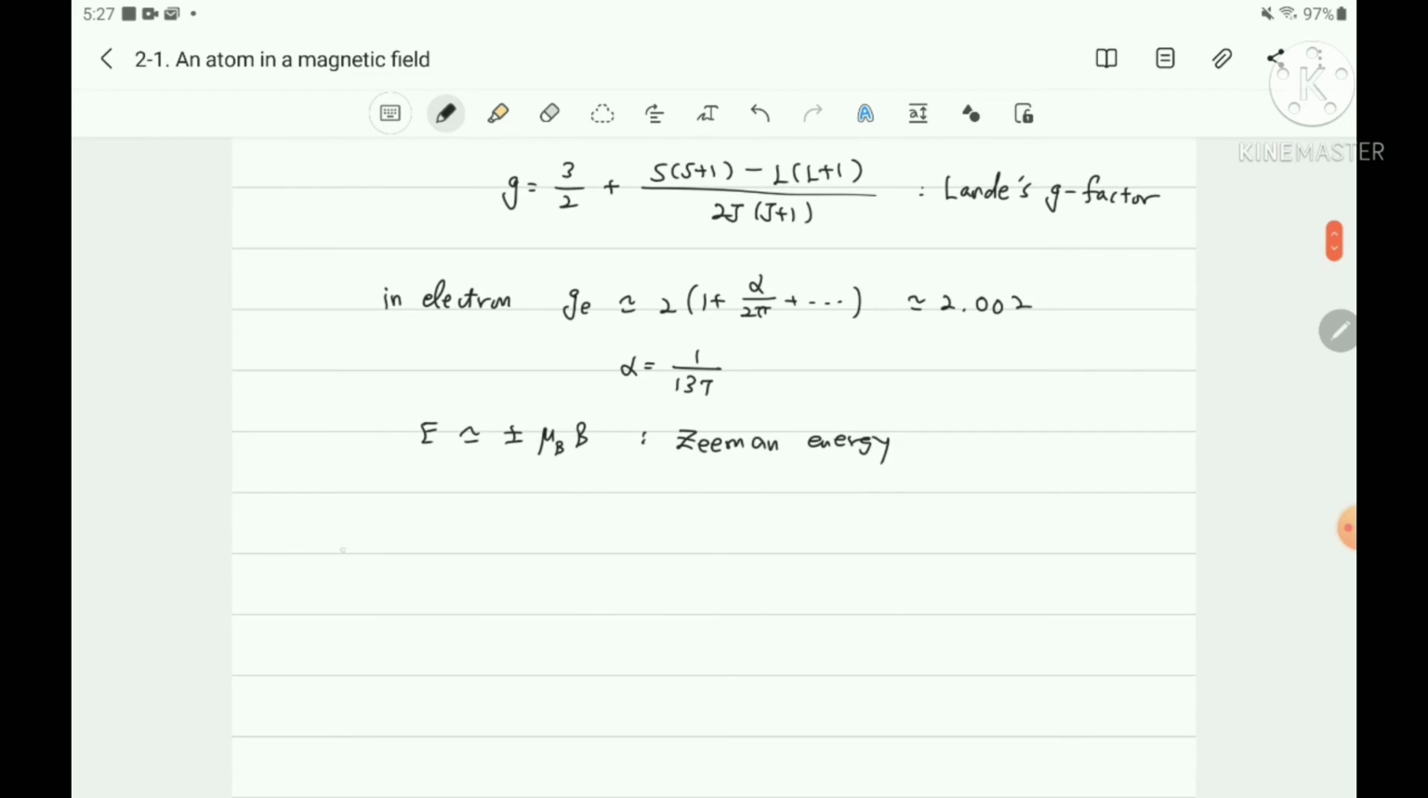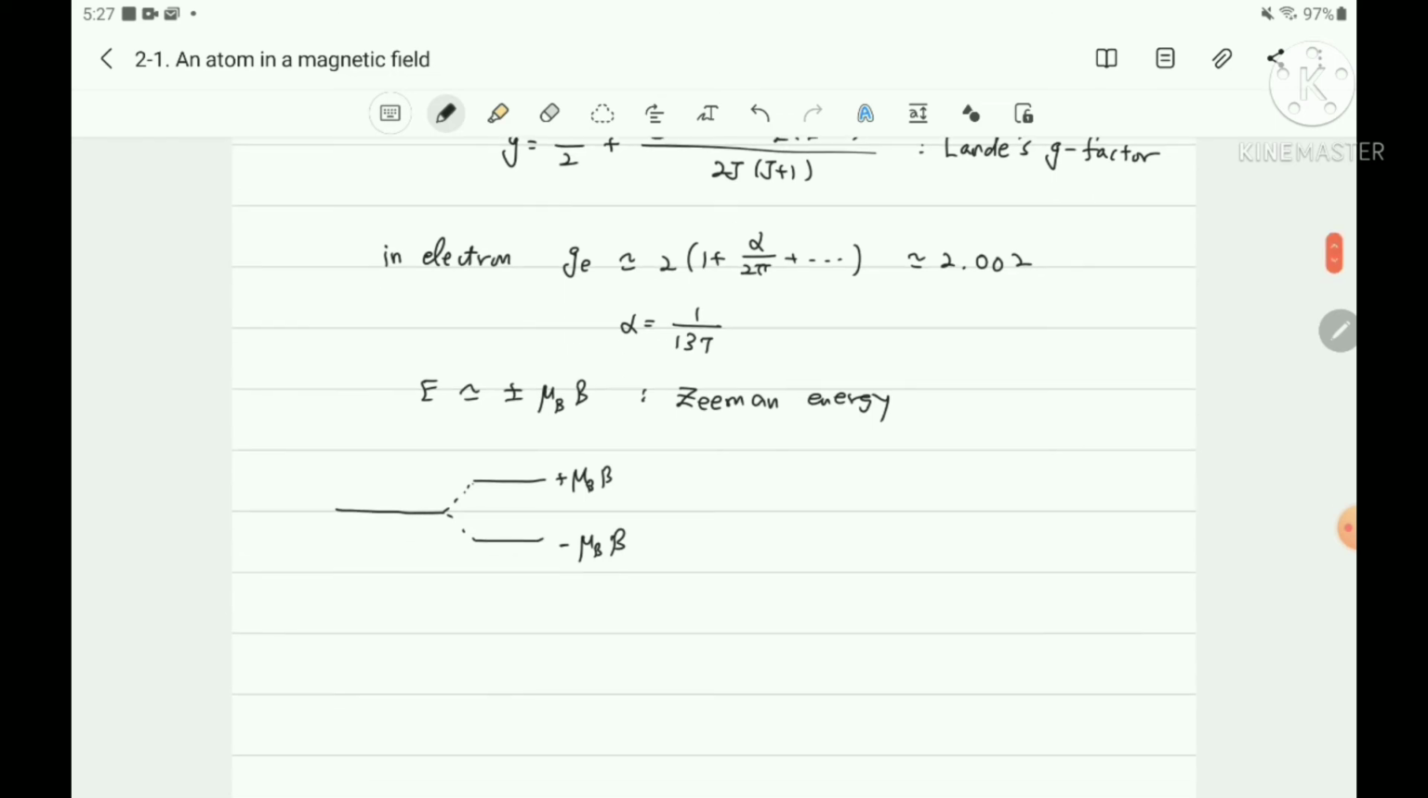When there is a single degenerate energy state and you apply a magnetic field, spin up has the plus mu_B B energy with spin 1/2, and spin down has minus mu_B B energy. Therefore, we call it Zeeman splitting.